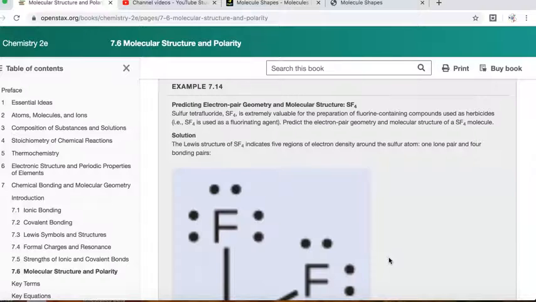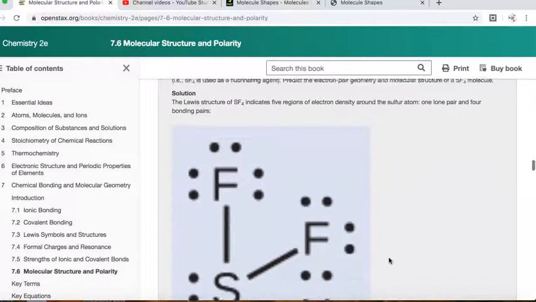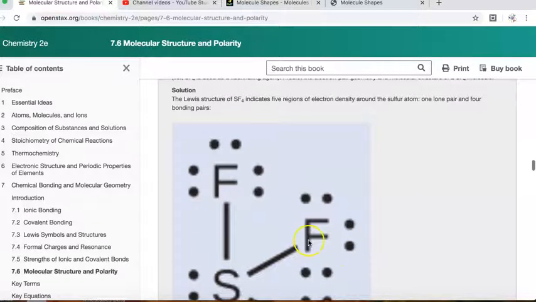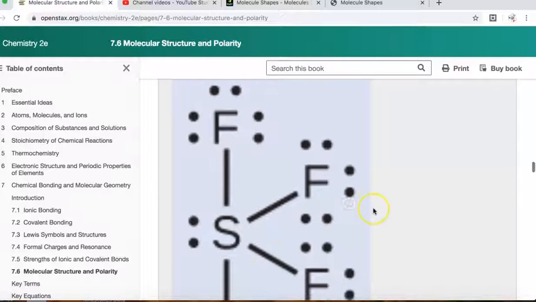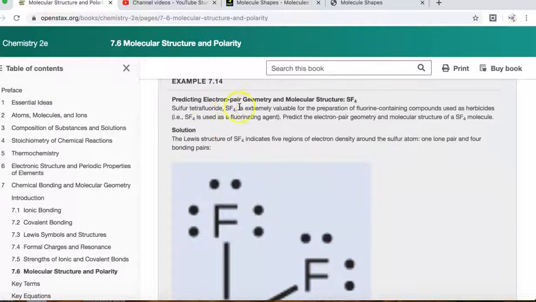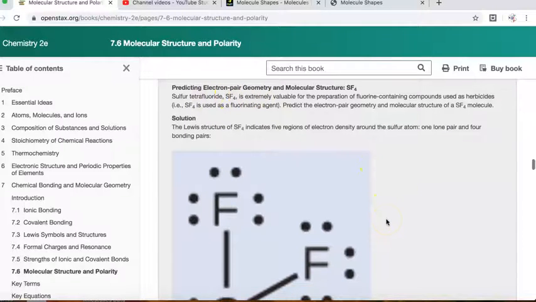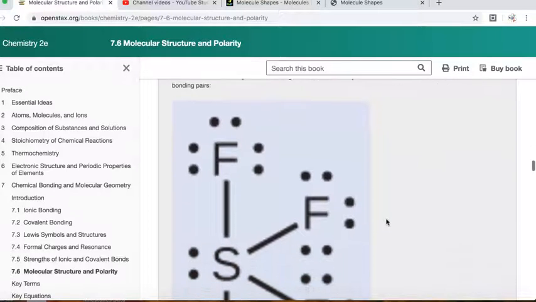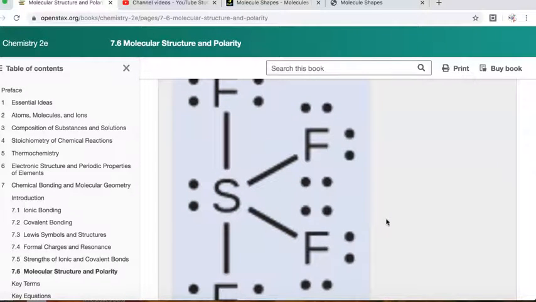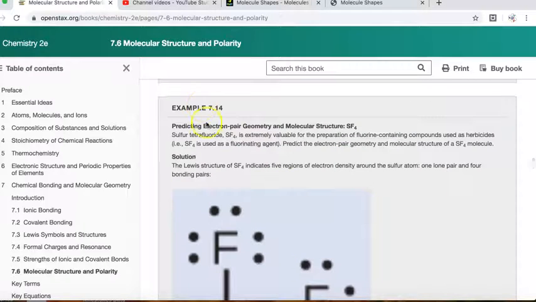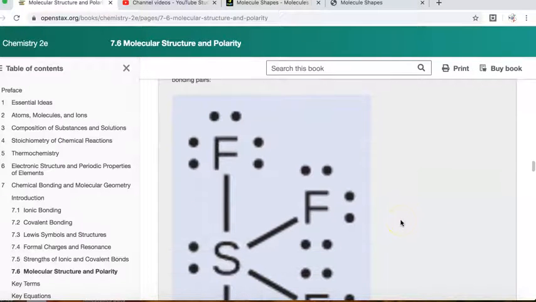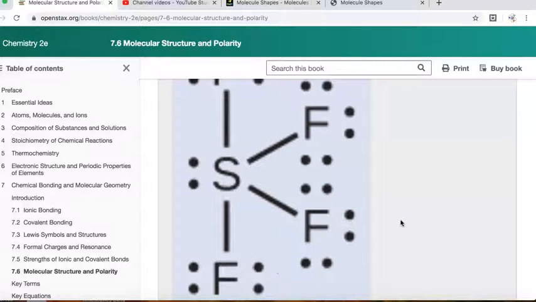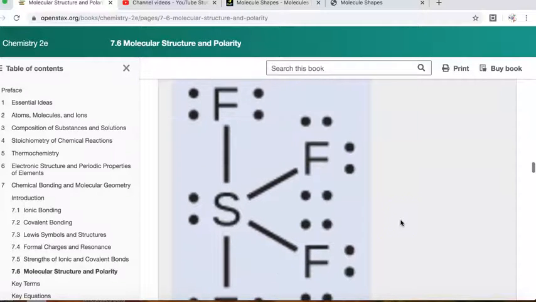All right, last one here we have SF4. Here's a Lewis dot structure for that. We have 1, 2, 3, 4, 5 different electron pairs there. They're asking us to predict the electron pair geometry and the molecular structure. So we know when there are 5 electron pairs, it's trigonal bipyramid. So its electron pair geometry would be trigonal bipyramid, but its molecular structure would be seesaw.